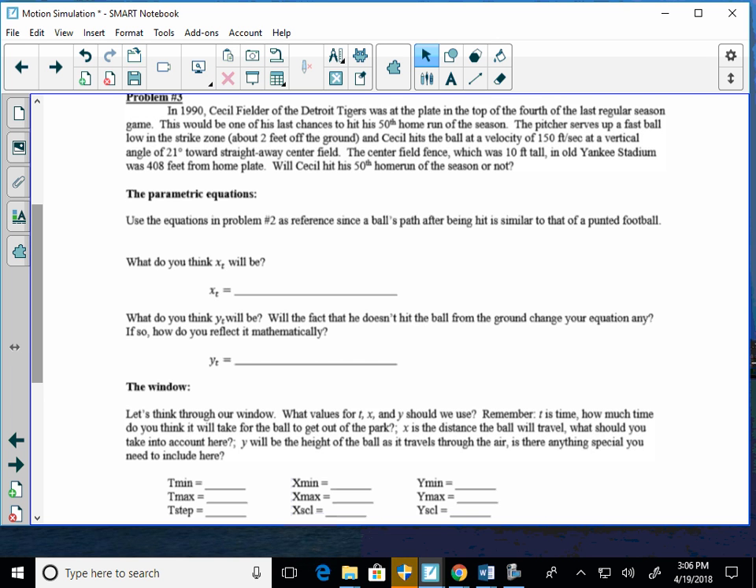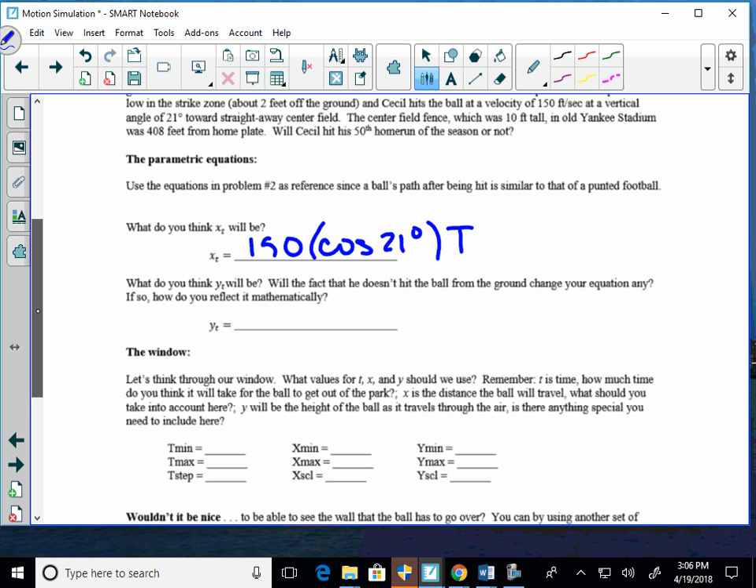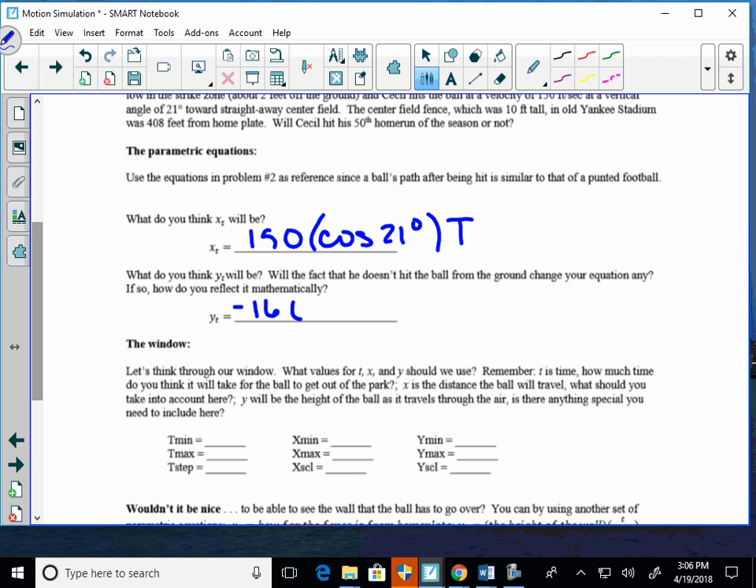Okay, so X sub T, first equation: 150 feet per second, cosine, what's theta? What's the angle measure? Times t. And your second one is negative 16t squared plus 150 sine 21 degrees times t. And is there a height? Plus 2. Good, because it's 2 feet off the ground.